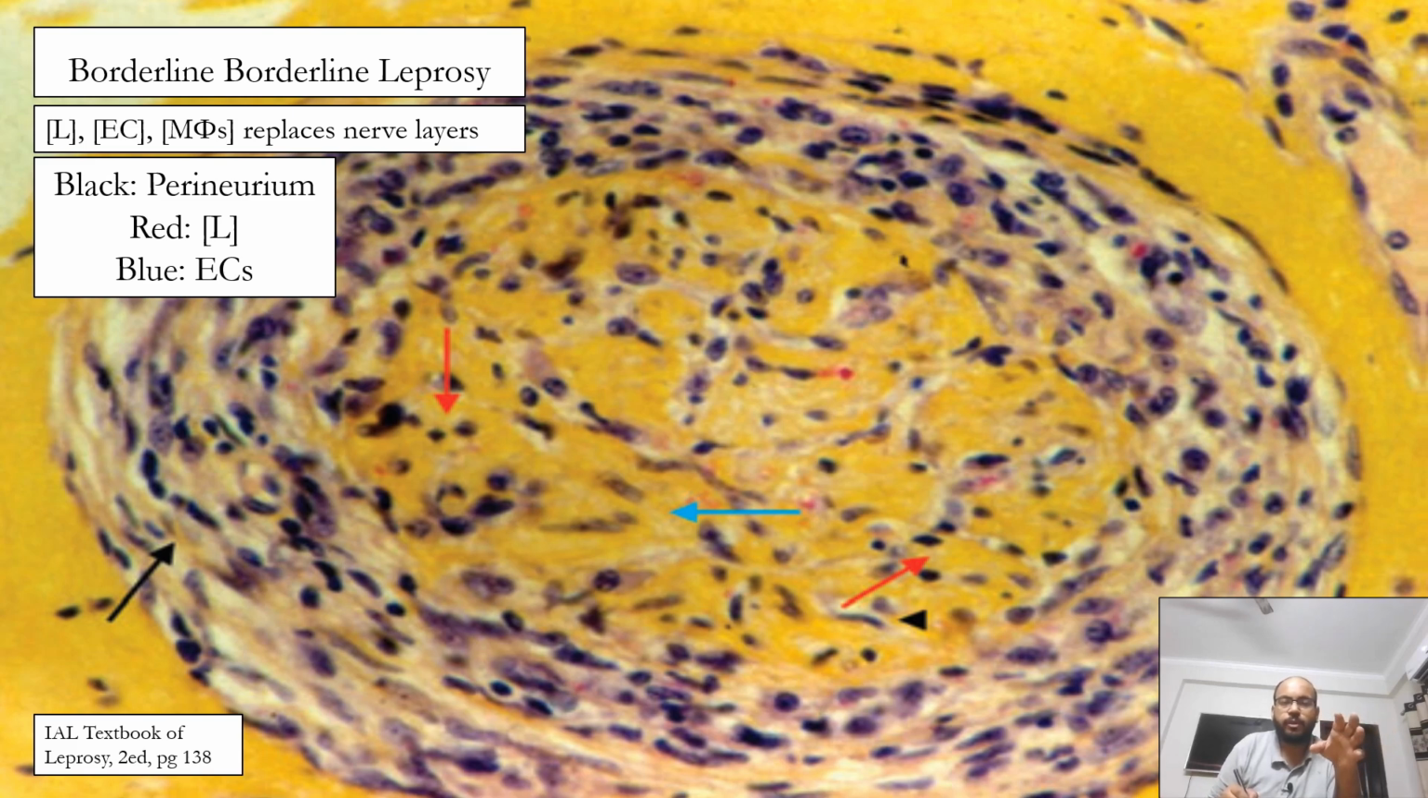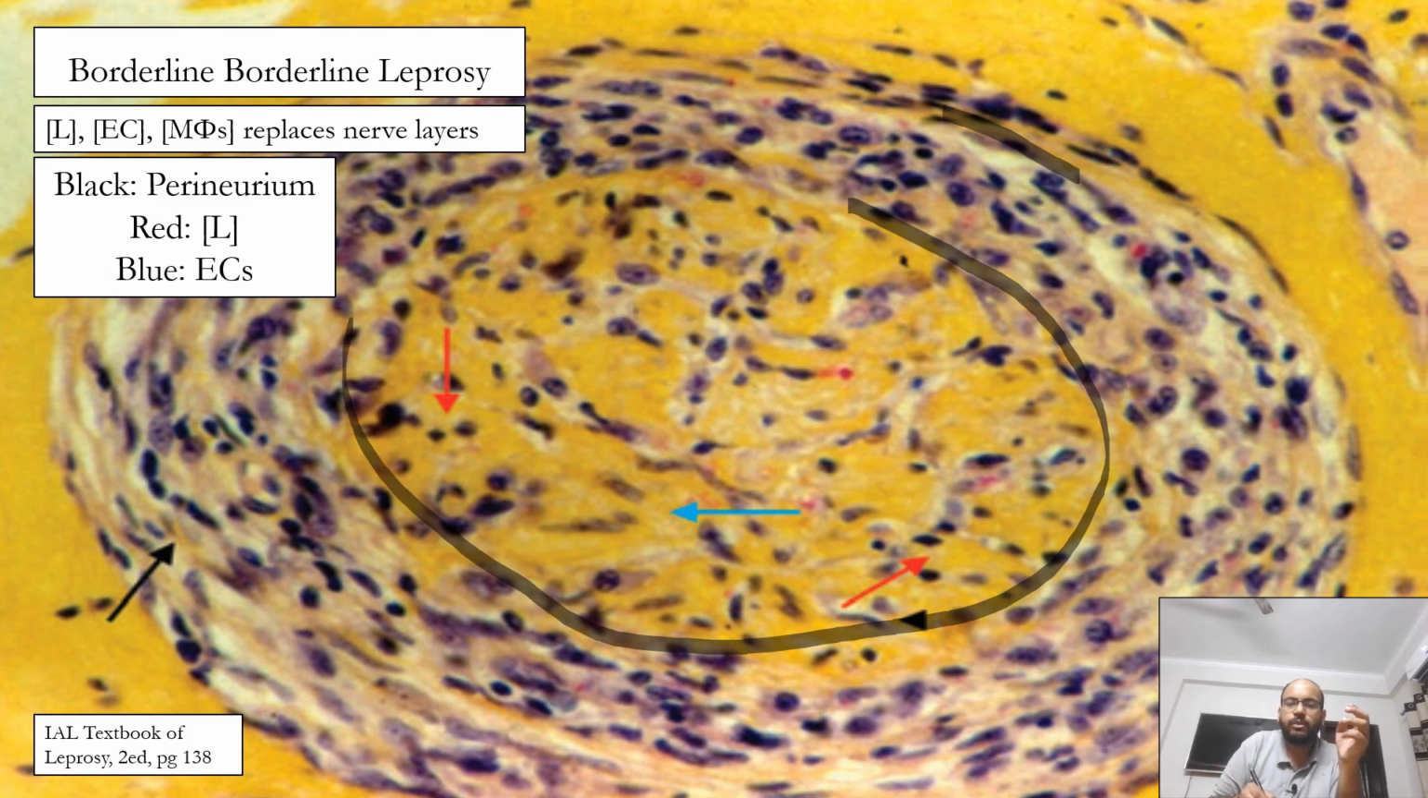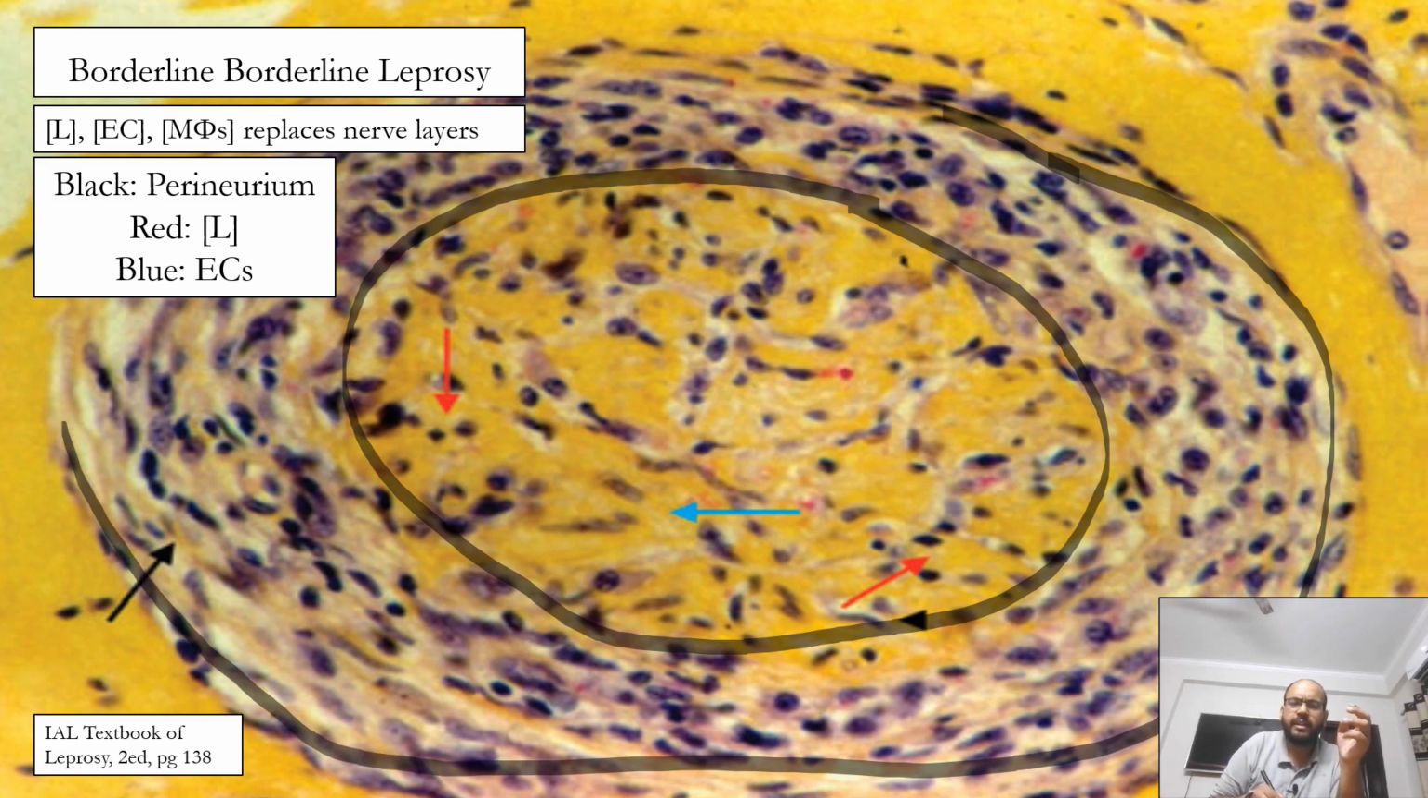Again, this is the borderline leprosy, and around the nerves, there is infiltration of lymphocytes, epithelioid cells, and macrophages. You can see that it has started to form layers around the nerve. Slowly, slowly, these cells are infiltrating the nerves. Okay, so again, there is a concept to understand, and leprosy is filled with such concepts.